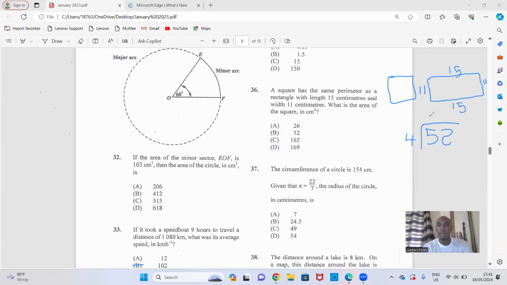4 can go into 5, 1 time, remainder 1, and 4 into 12 is 3 times. So it means this side will be 13, this side will be 13, and all the other sides will be 13. It says, what is the area of the square? To find the area of a square, you multiply length times length, which is 13 times 13, which is 169.